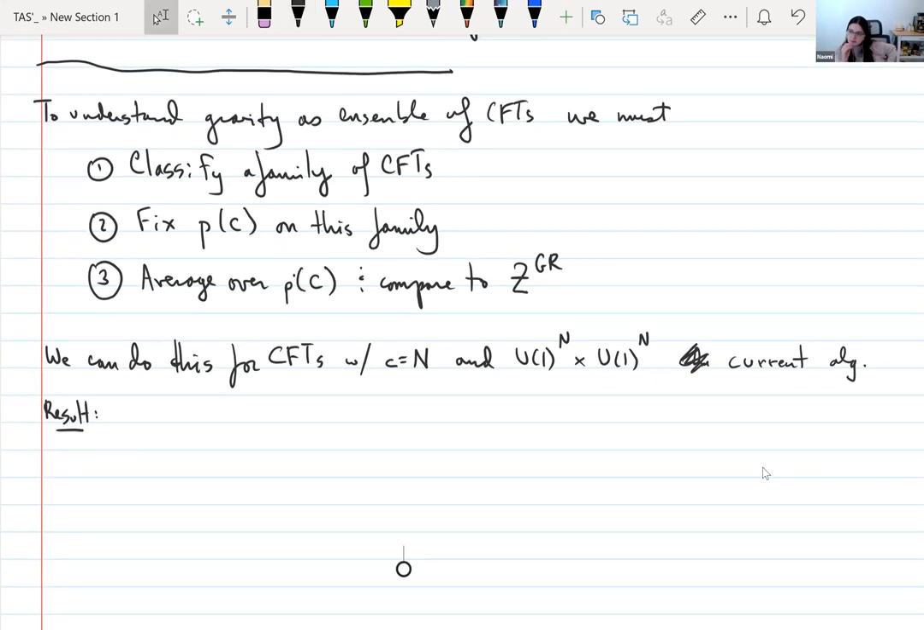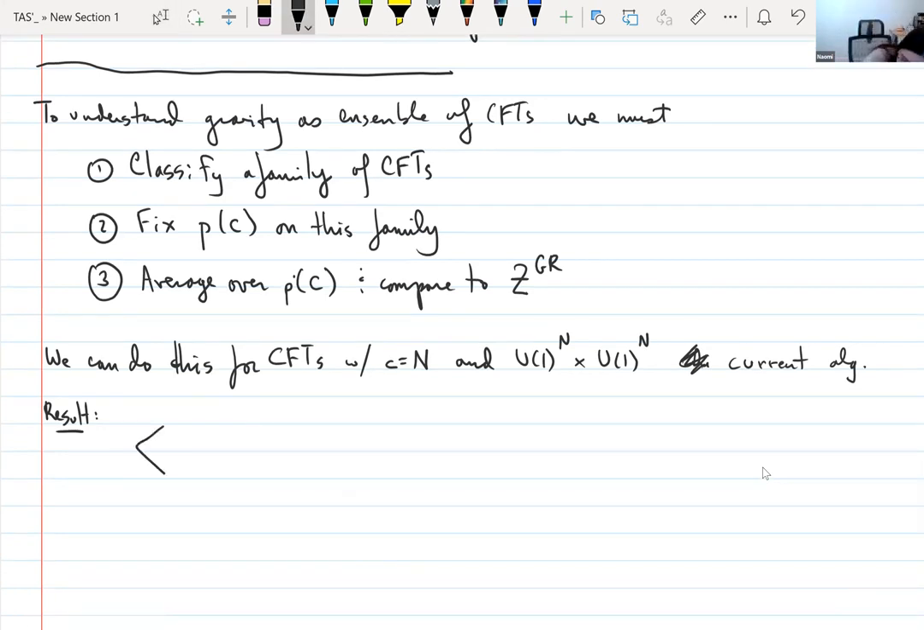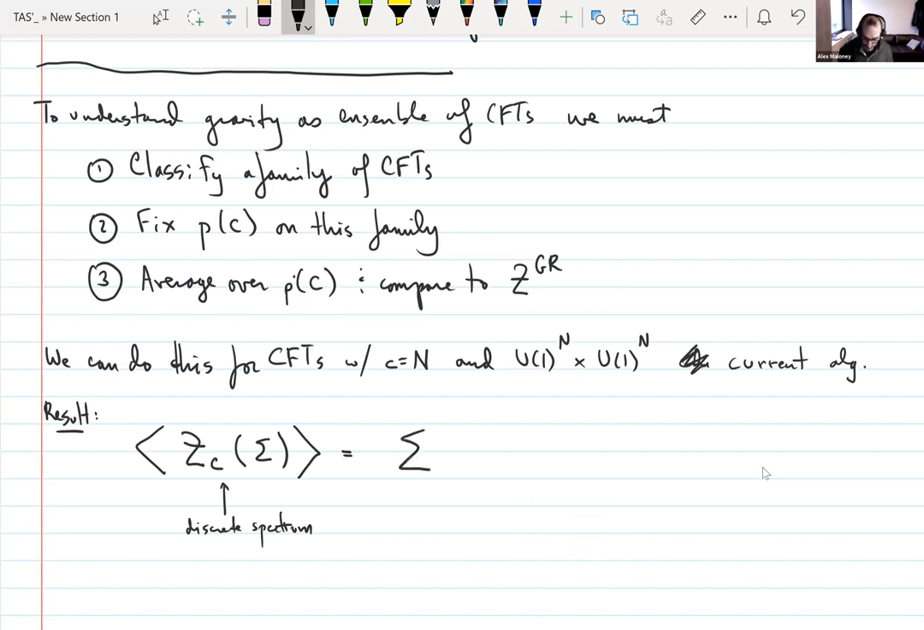But in particular, for this family of conformal field theories, you can average the partition function over this family of CFTs. I remind you that each one of these has a discrete spectrum, but I'm going to average over an infinite number of them. So I'm going to get something that has a continuous spectrum, and it takes the following form. It is a sum over geometries of a classical action plus a one-loop action. That's it. Okay.